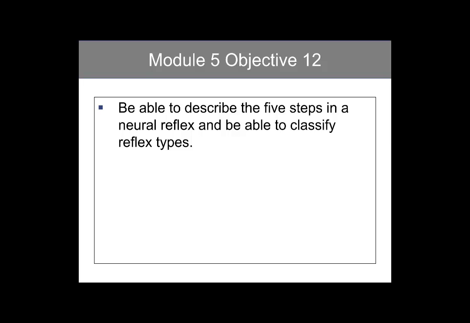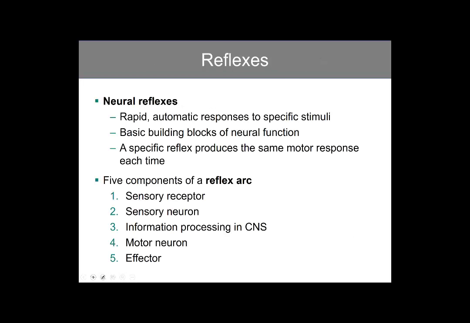Module 5, Objective 12: be able to describe the 5 steps in a neural reflex and be able to classify reflex types. Neural reflexes are rapid automatic responses to stimuli, basic building blocks of neural function. Specific reflexes produce the same motor response each time, and there are 5 basic components of a reflex arc. Here they are. We'll go over each of these in turn.